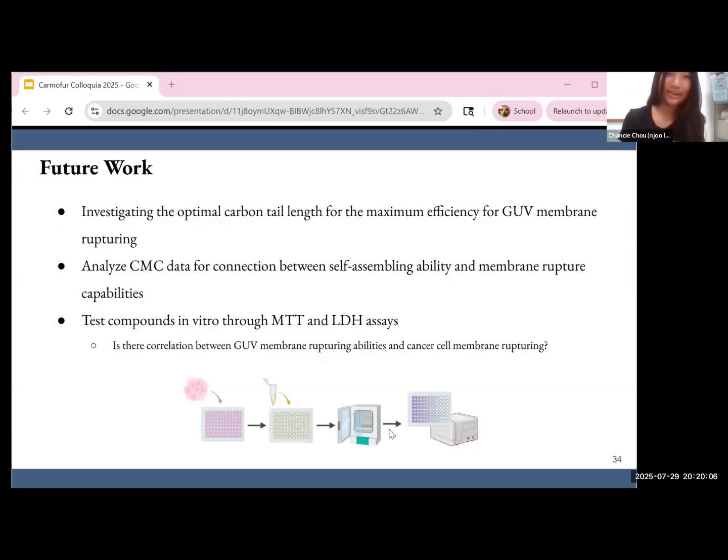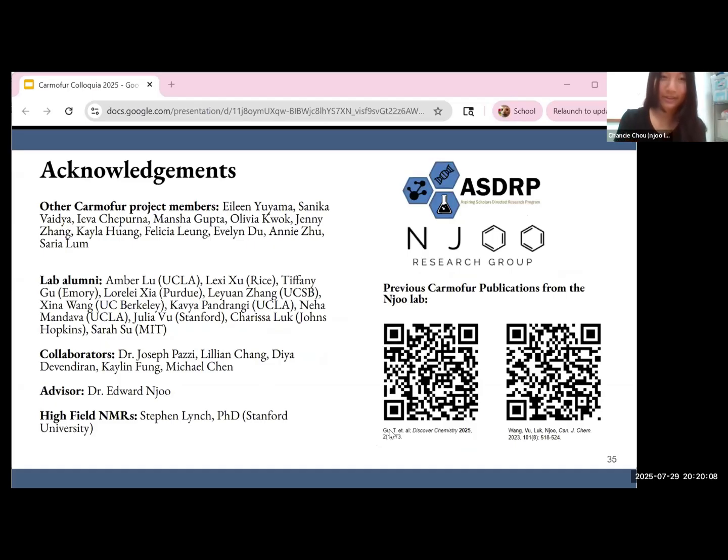We would like to thank our other Carmofur project members for all their support on this project, as well as our lab alumni who have been working on this project for many years. In addition, we have collaborators in Dr. Pazzi's lab, and we'd also like to thank our advisor, Dr. Edward New, as well as Steve Lynch, who helps us run our high field NMRs at Stanford University.